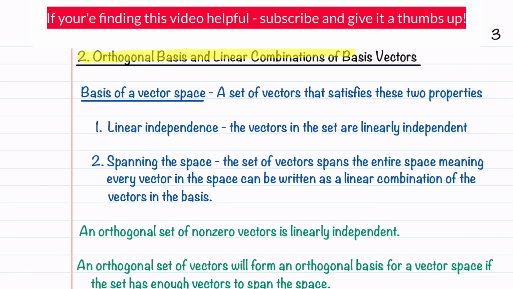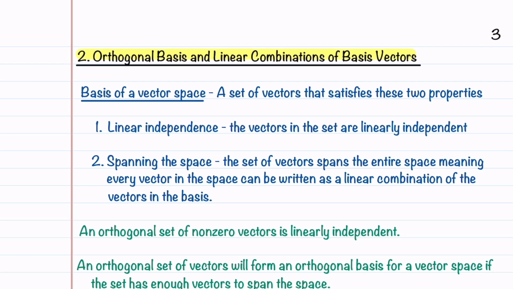Let's now learn what an orthogonal basis is and how we can easily write a vector as a linear combination of vectors in an orthogonal basis. In an earlier video in this series on the dimension of a vector space, we learned about the basis of a vector space. The basis of a vector space is just a set of vectors that satisfies two properties. The first property states that the vectors need to be linearly independent. And the second property states that the vectors need to span the space. This just means that we're going to have enough vectors so that every vector in the space can be written as a linear combination of the vectors in the basis.